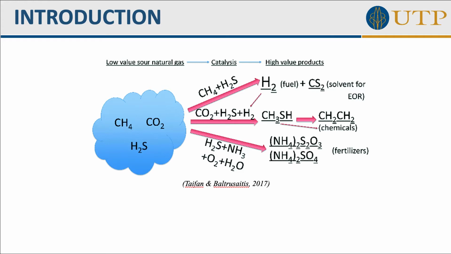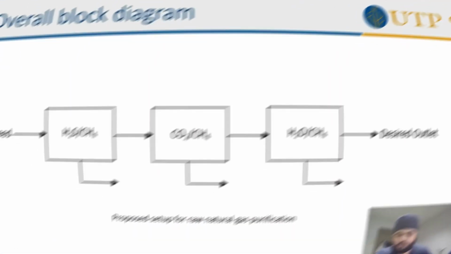Hence, in this project, we are focusing on designing a membrane separation process system to remove the contaminants from the raw natural gas in stage 1 according to the given operating conditions and composition.